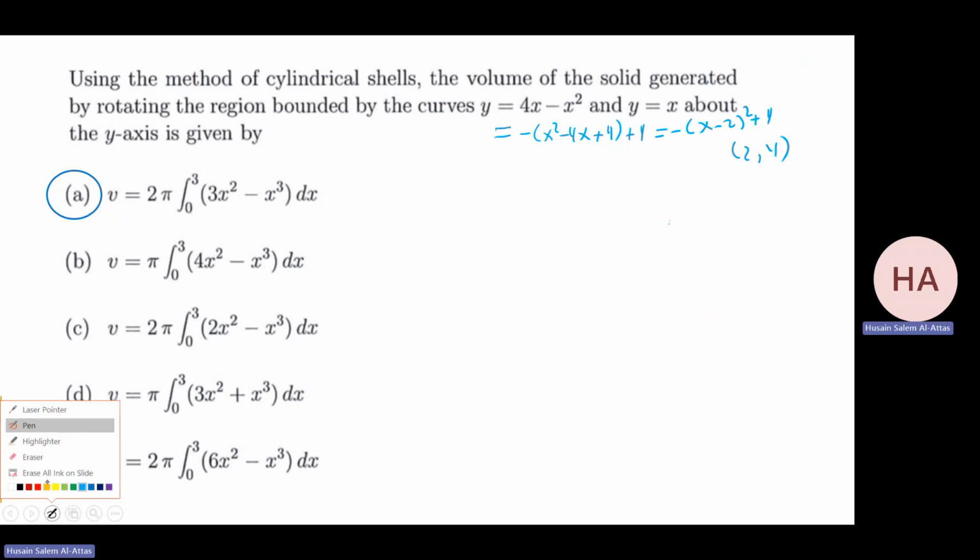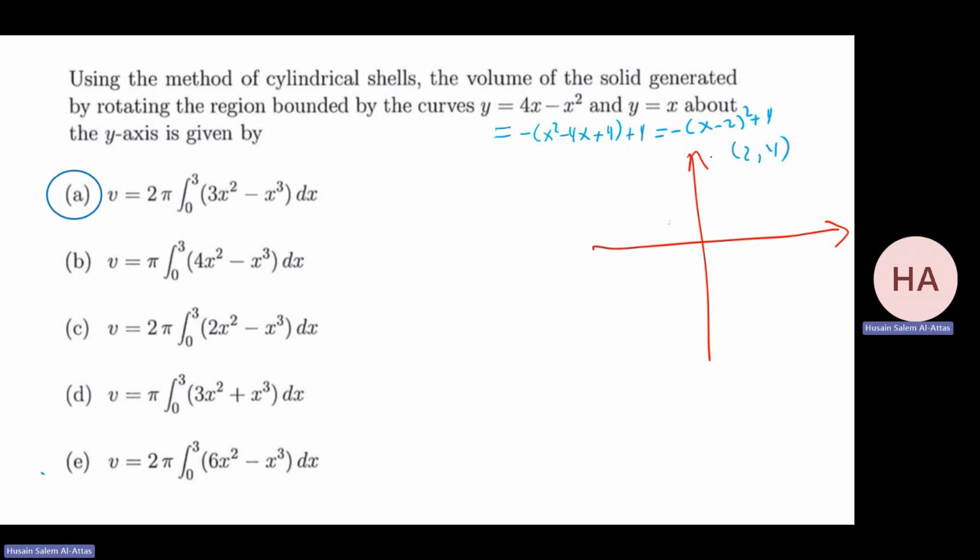Let me graph the function. That will be my function. Yeah, the parabola has vertex 2 and 4, opens downward and passes through the origin. This will be the parabola. And they have y equals x. This is y equals x. Okay, and they have the rotation about the y-axis. So that will be my line.